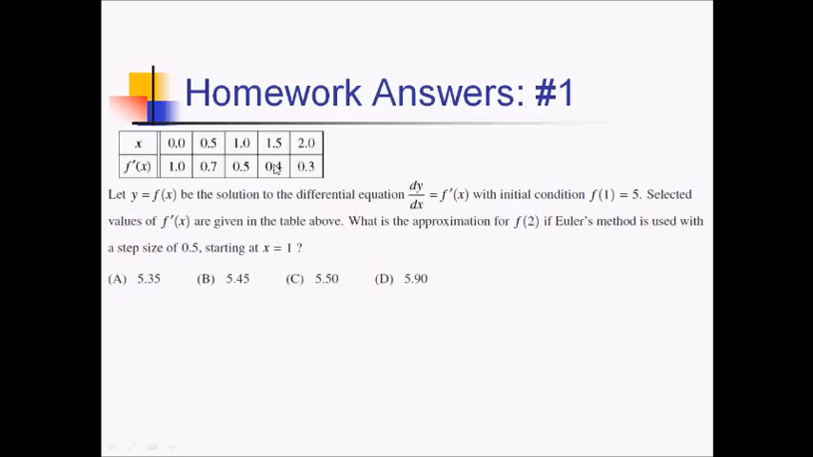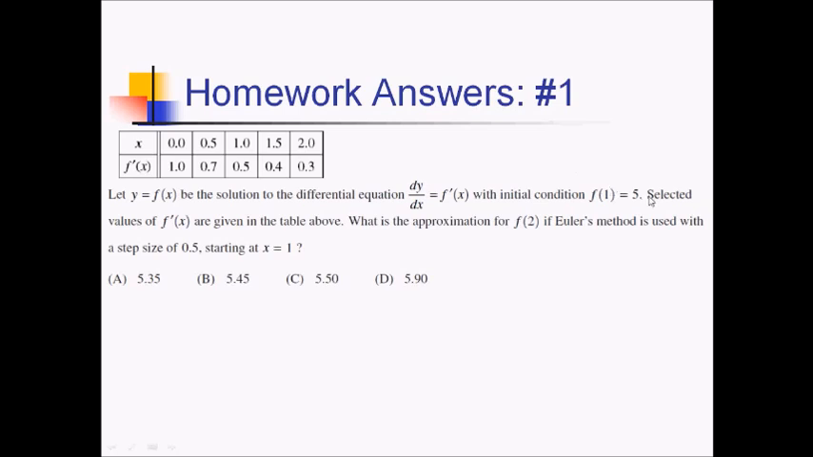For this problem, we've got y equals f of x as the solution to a differential equation dy over dx equals f prime. We have an initial condition of f of 1 equals 5, and we've got some f prime values in the table here. So we want the approximation for f of 2 with Euler's method on a step size of 0.5 starting at 1. All right. So we need to get essentially from f of 1 to f of 2.